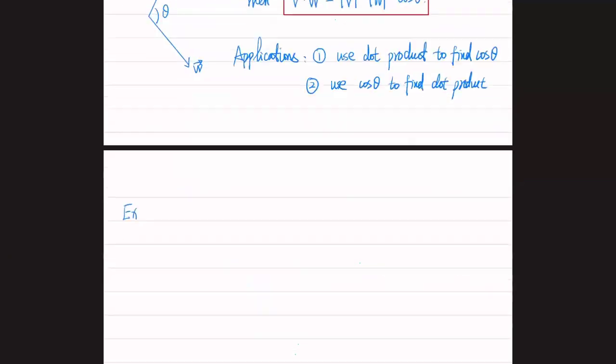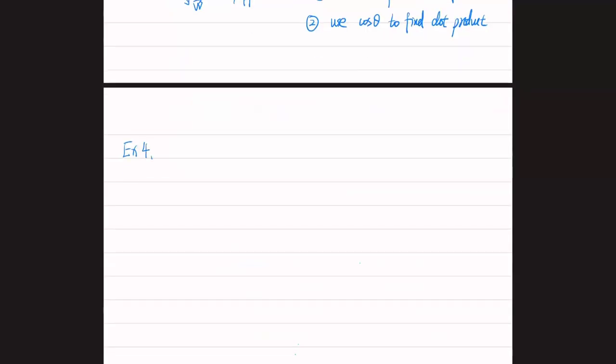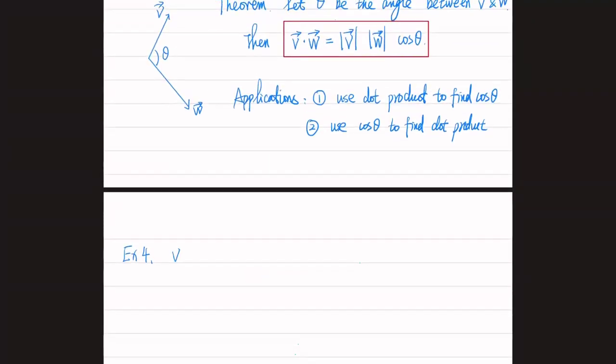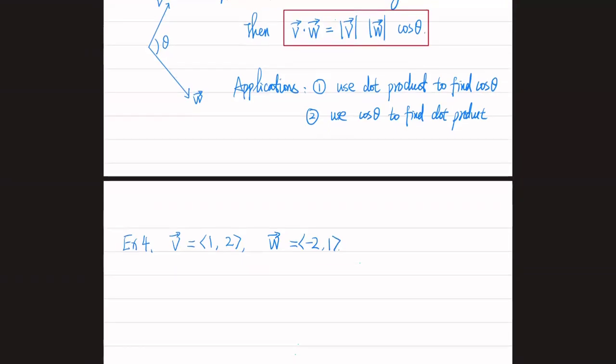And this is example 4. Consider the following vectors, V and W. Let's find their dot product, and let's guess what the cosine of the angle theta between them is.